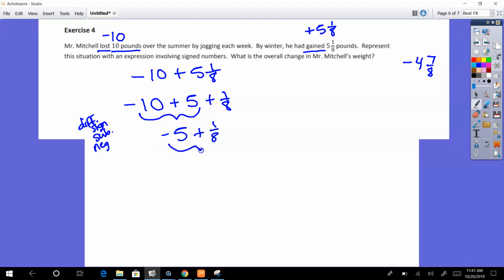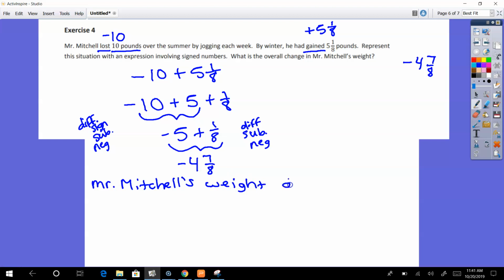Okay, and then here these signs are different again, so therefore you're subtracting, and you're again keeping the sign of the greater absolute value, so it is going to be negative. And so if we have negative 5 plus 1/8, we're subtracting, we're taking 1/8 away, we're left with a negative 4 7/8. You could draw a number line to help you to be able to see that. So Mr. Mitchell's weight dropped by 4 7/8 pounds.